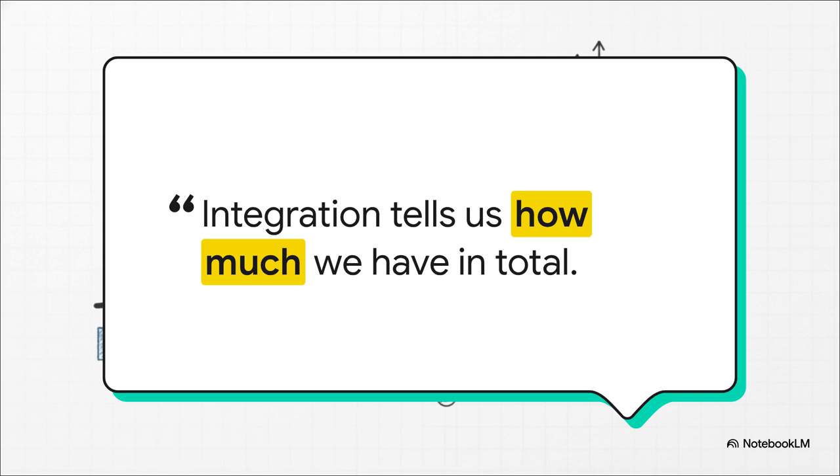Look, if there is one sentence you take away from our entire explainer today, let it be this exact phrase. It perfectly anchors the relationship in your memory for good. Differentiation tells us how fast things change. Integration tells us how much we have in total. It's the ultimate balance between the fleeting reality of the present moment and the accumulated weight of history. Really, it's just the perfect, elegant summary of the calculus of accumulation.